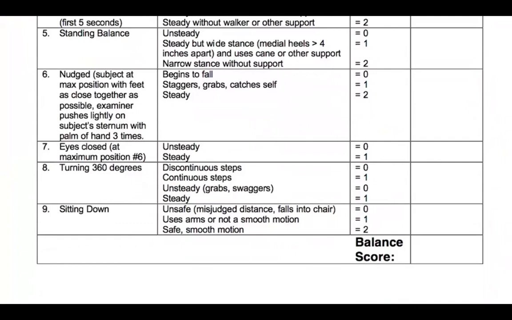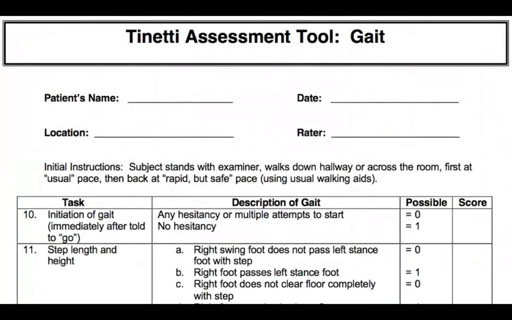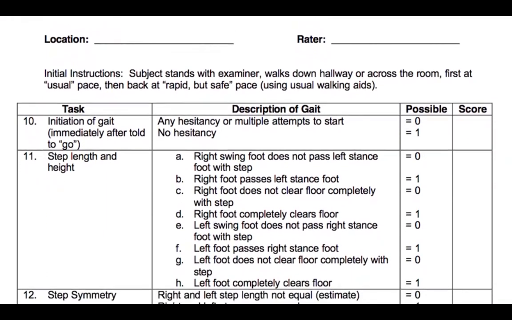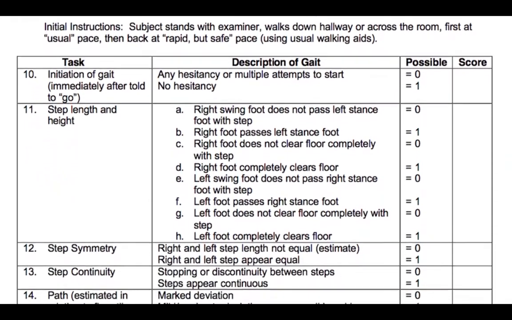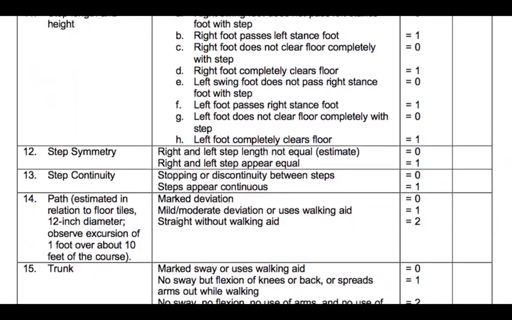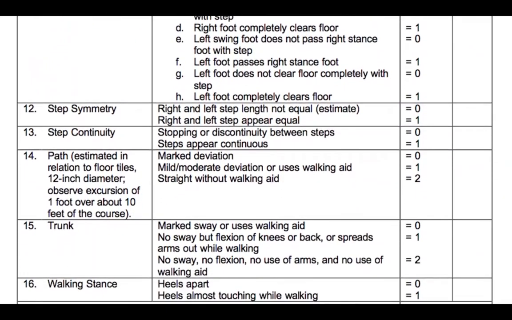For number 7, Kristen remained steady when standing with eyes closed. However, she had discontinuous steps and was unsteady when turning 360 degrees. Lastly, upon sitting, she used her arms to lower herself, bringing her total balance score to 11 out of 16. Now we will move on to the gait assessment portion of the Tinetti, which includes 7 different tasks: initiation of gait, step length and height, step symmetry, step continuity, path, trunk, and walking stance.